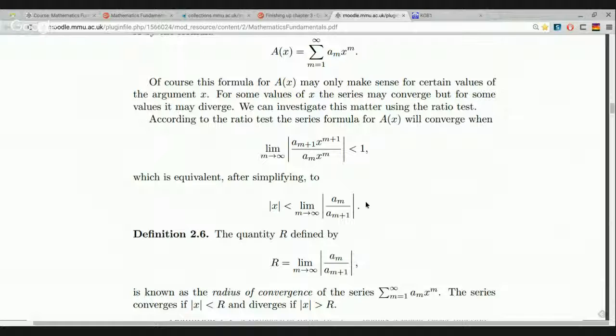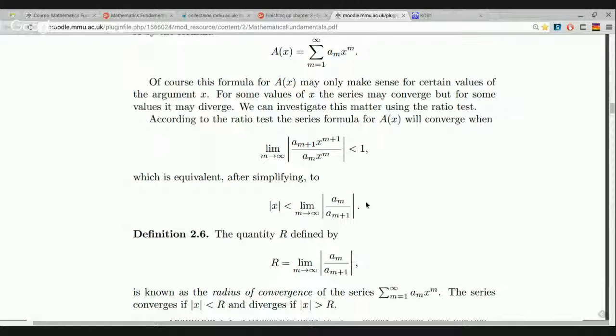So this is the question, is it less than 1? Well, this is equivalent now to the question: is the absolute value of x times the limit as m goes to infinity of a_(m+1) over a_m strictly less than 1? Now what have I done there? We've taken the x outside the limit operation. We can do that because we're taking the limit as m goes to infinity, but x has no dependence on m.